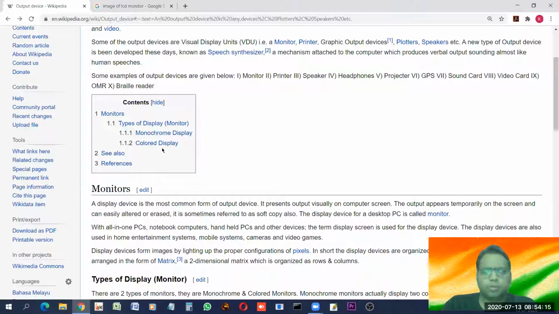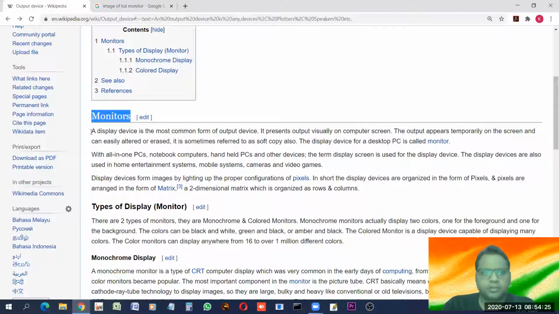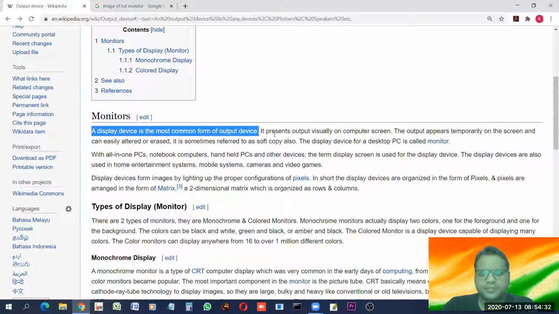The most common, the most widely used, and a very important output device, of course, is a monitor, the computer's screen. The monitor is also known as a display device. So our display device is the most common form of output device. You all know these things, but we'll see some more in this. It presents output visually on the computer screen. So we all know this.